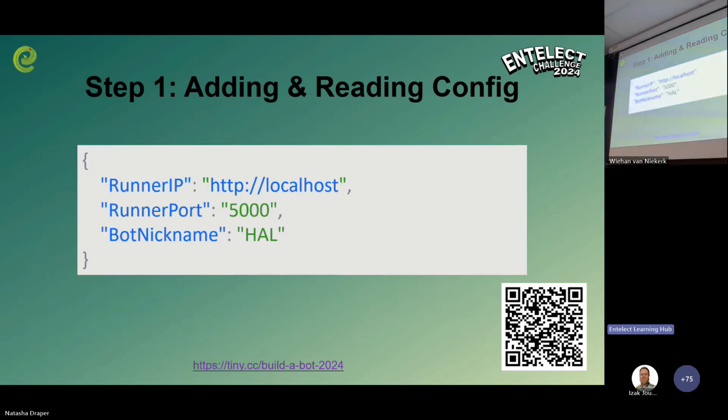Then in that file, we're going to configure the runner IP. For now, we're going to use localhost. The runner port is going to be 5000. That's not likely to change. We pretty much always have it at 5000. And then for the bot nickname, you can enter whatever you want here. Of course, there's an Easter egg for those of you who know.